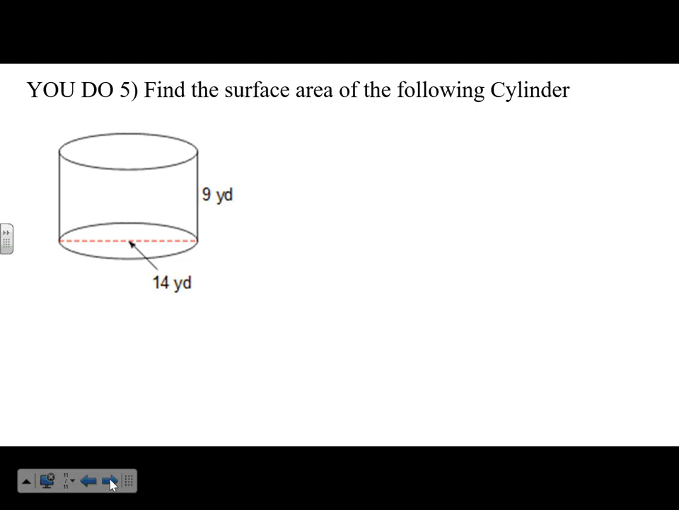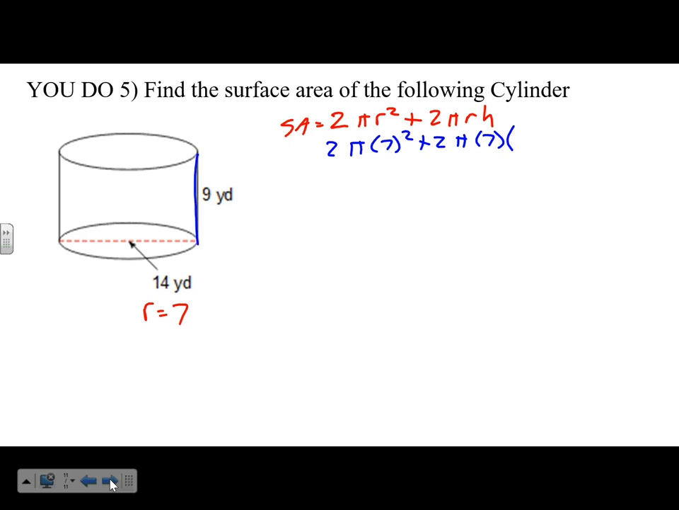So this one, the radius is 7. My surface area is 2 times pi r squared plus 2 pi r times the height. So the radius is 7, so 2 times pi times 7 squared plus 2 times pi times 7 times the height, which is 9. Again, I do this step by step, so that's 2 times pi times 49. Then you can multiply that out, which is 307.88.